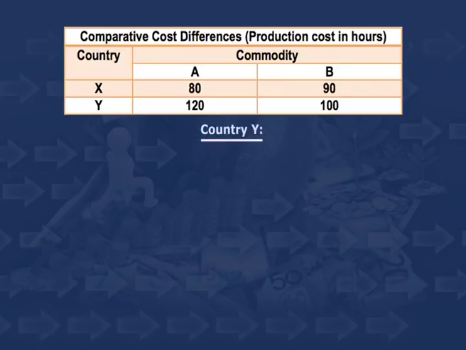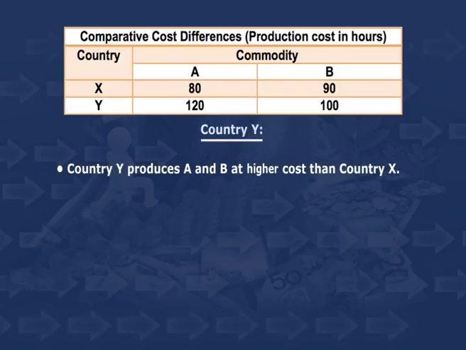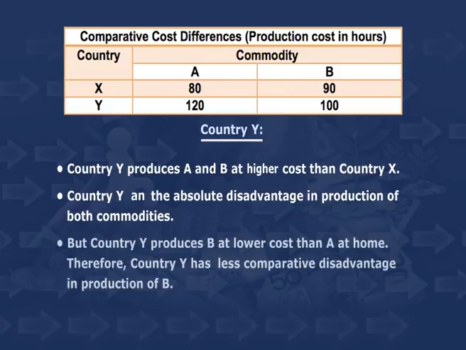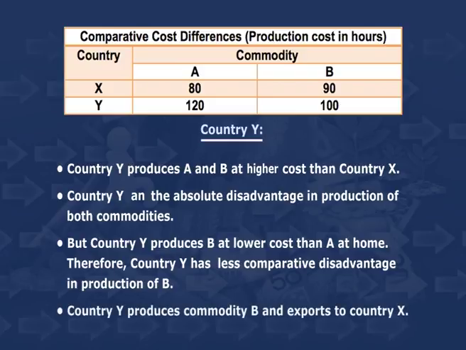Now let's talk about country Y. Country Y produces A and B at higher cost than country X. Country Y has an absolute disadvantage in production of both commodities. But country Y produces B at lower cost than A at home. Therefore, country Y has the less comparative disadvantage in production of commodity B. Country Y produces commodity B and exports to country X.